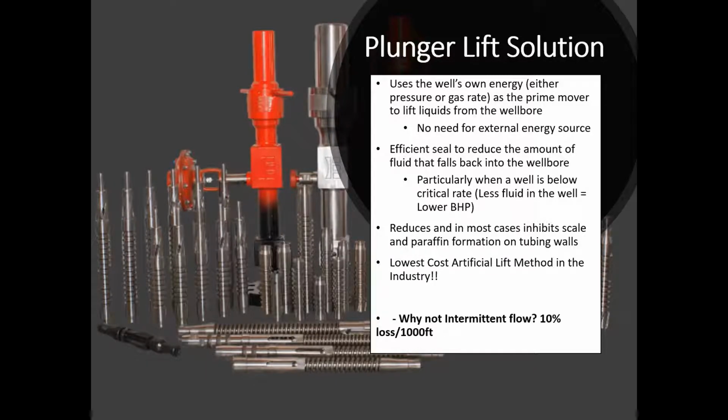And then some ask, why not use just intermitting a well? Well, you lose 10% of your fluid per 1,000 feet when you're just intermitting. So you need the plunger as a mechanical interface for artificial lift.